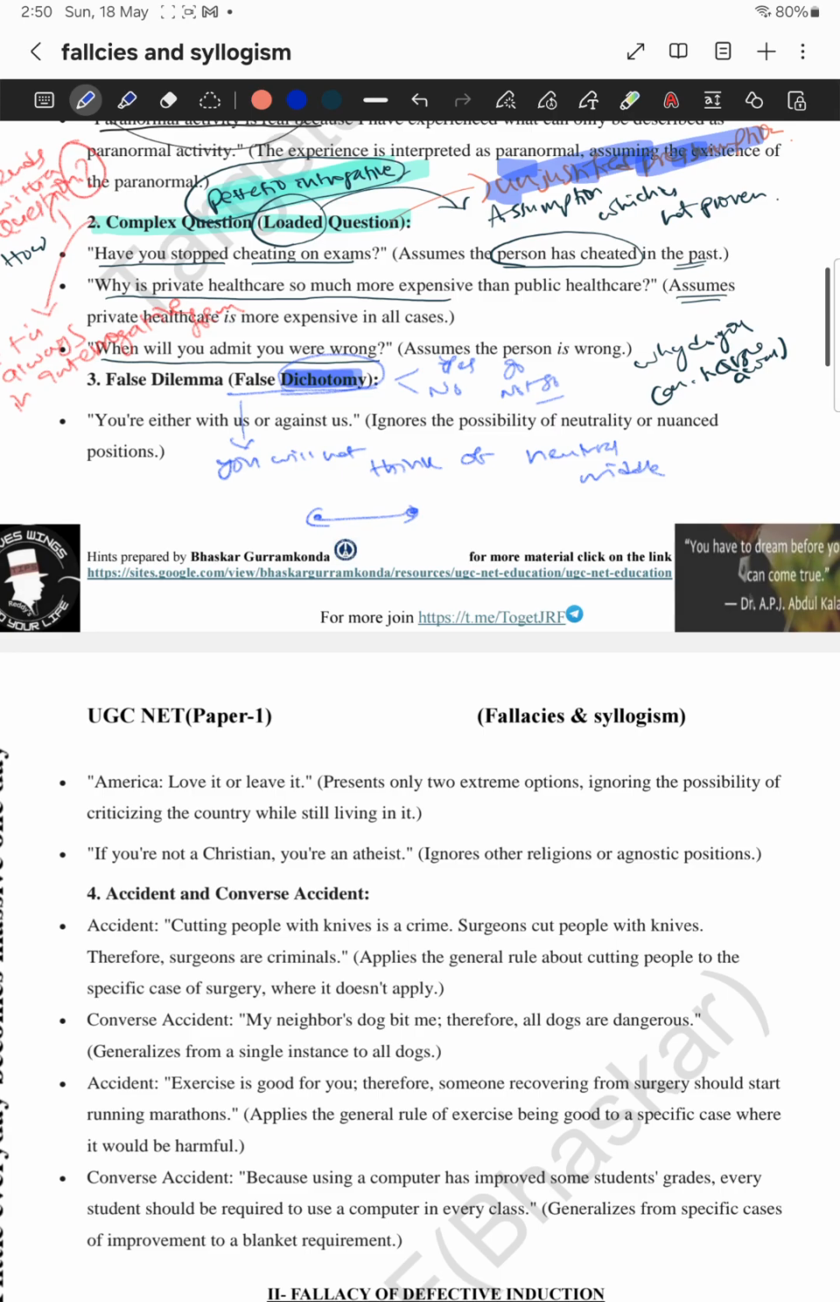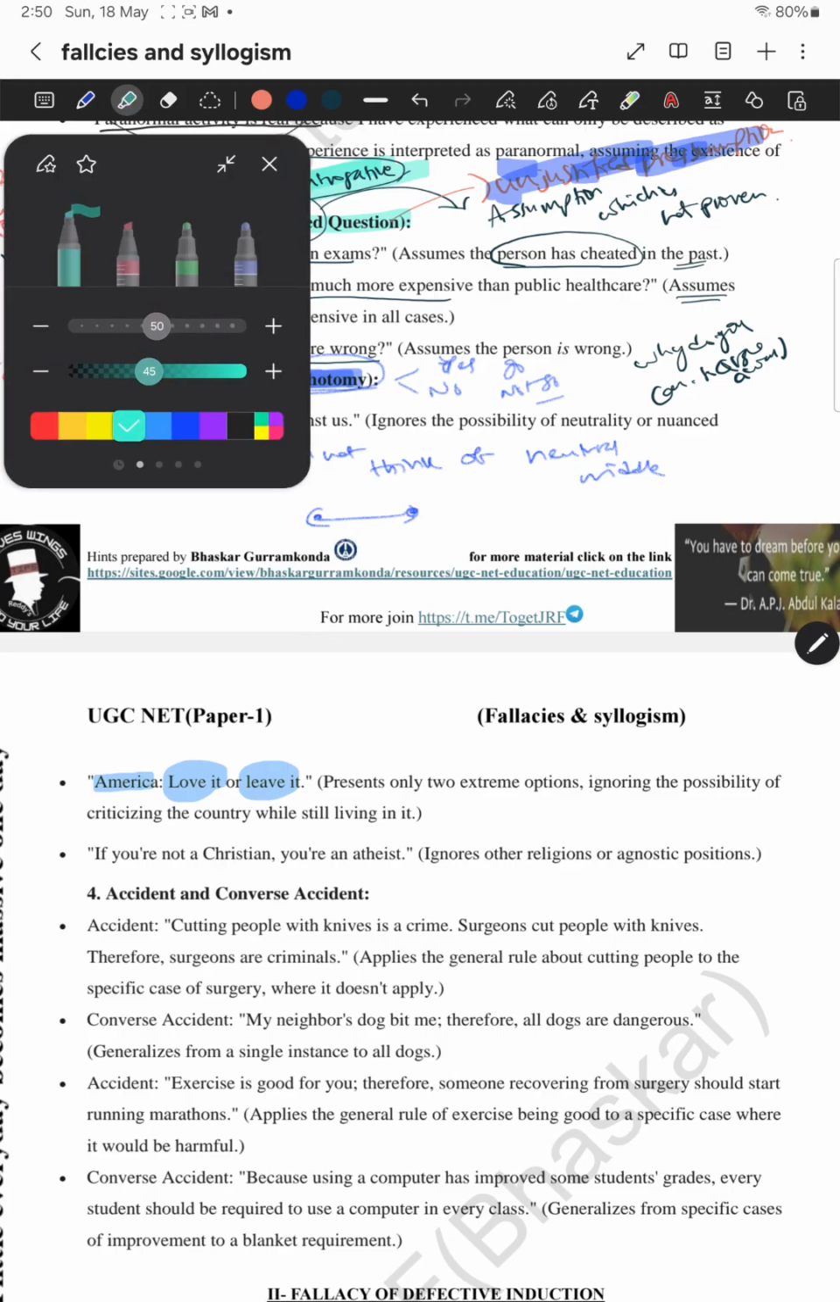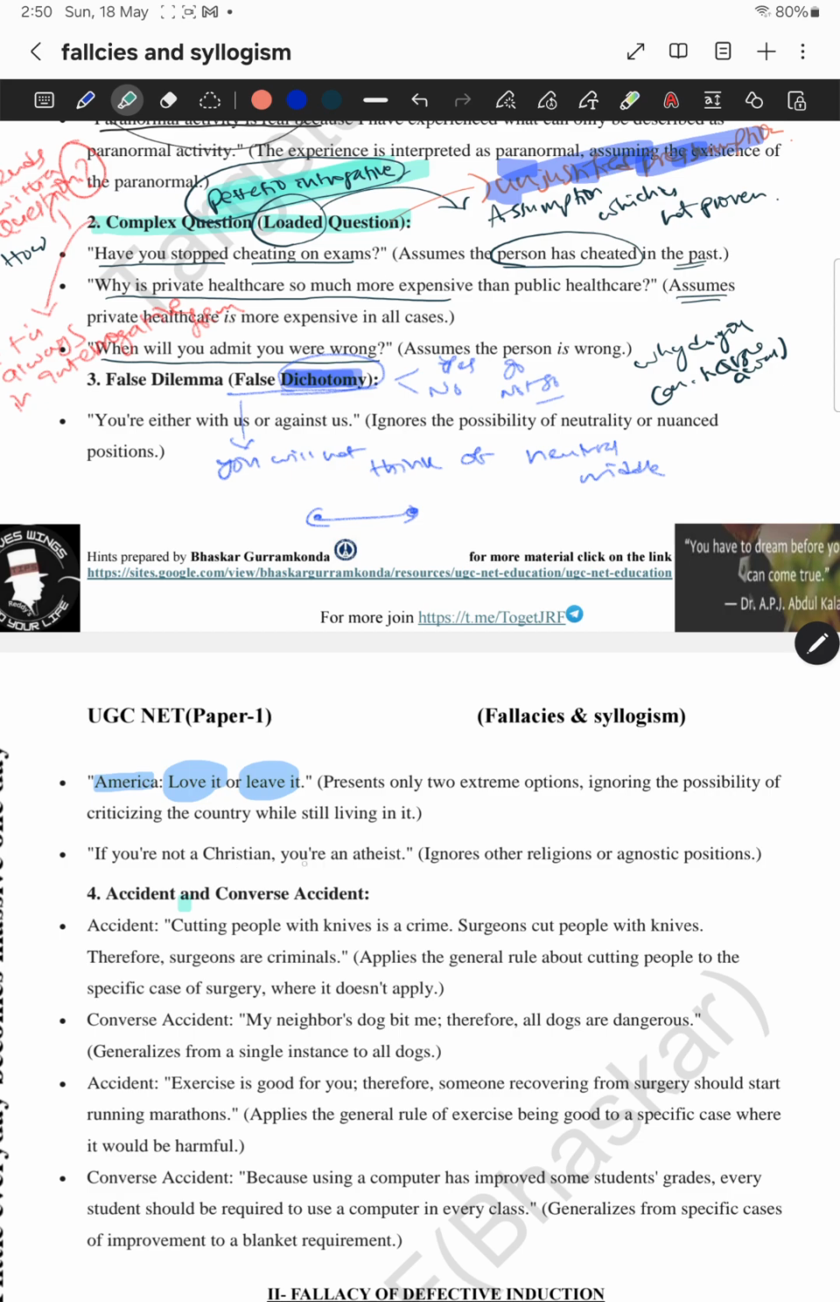It is clearly easy to observe. For example, America: love it or leave it. Are you getting it? Now here you see, if you are not a Christian, then you are an atheist. There are only two options. There can be someone else also, right?